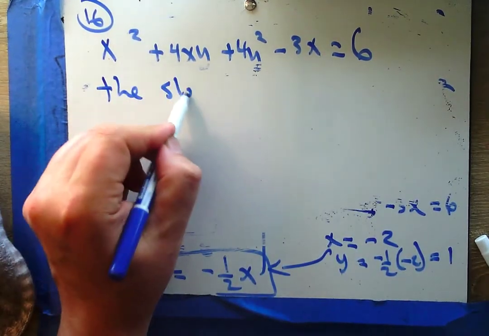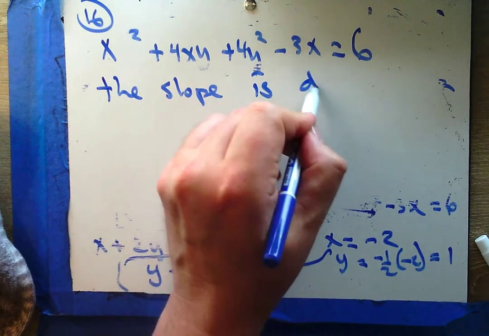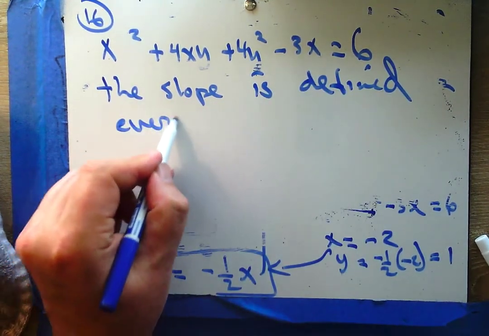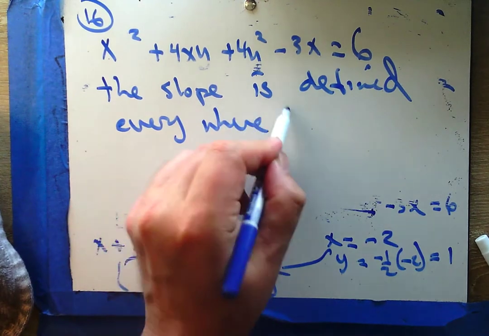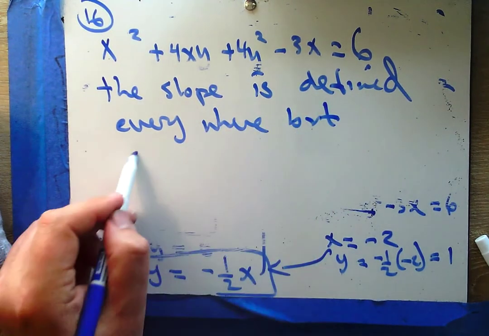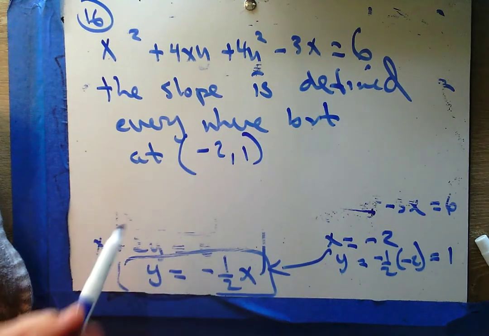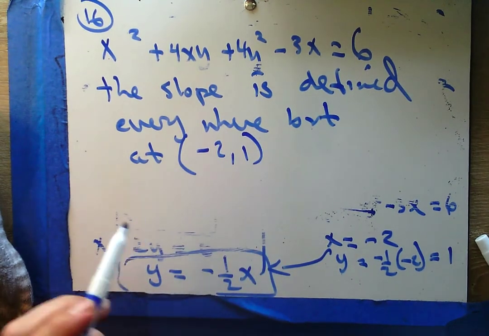the slope is defined everywhere but at negative 2.